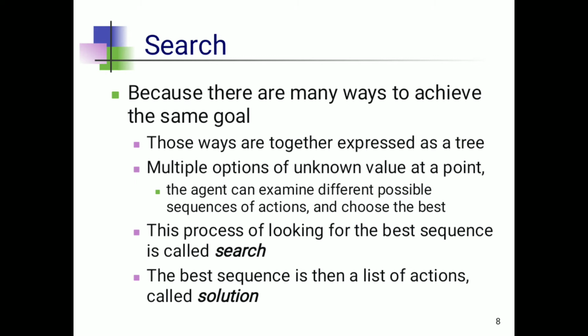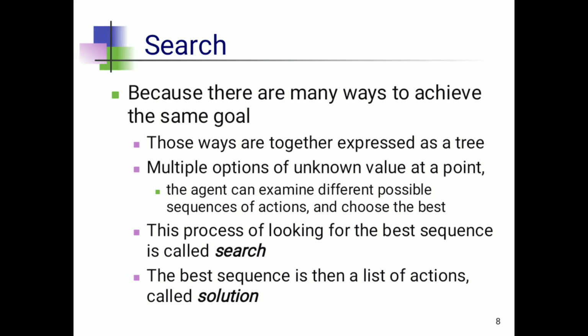As we have already seen, there are suppose n number of ways to reach the goal. Then which path is best? It should be decided first. Because there are many ways to achieve the same goal, those ways are together expressed as a tree. So if there are 3 ways, then I'll draw a tree with 3 branches. So we convert the possible paths into the format of a tree structure.